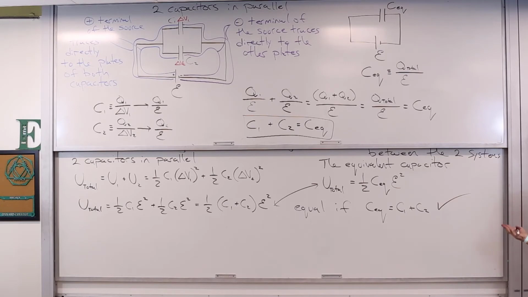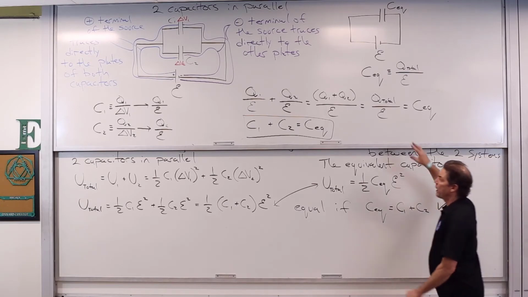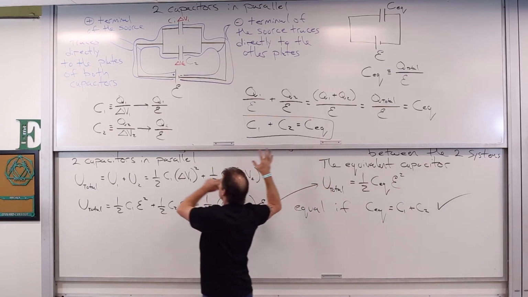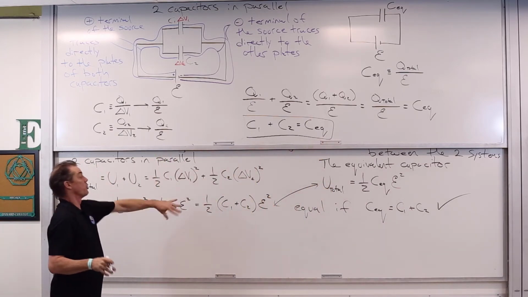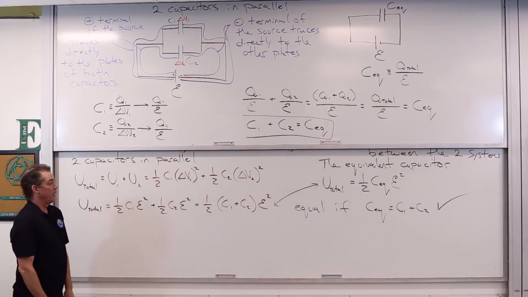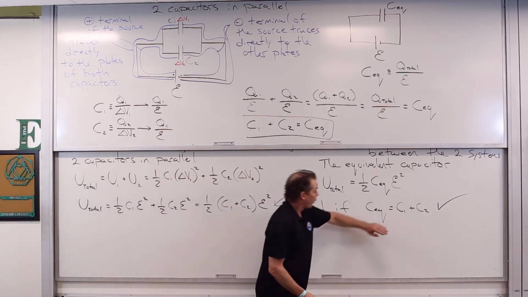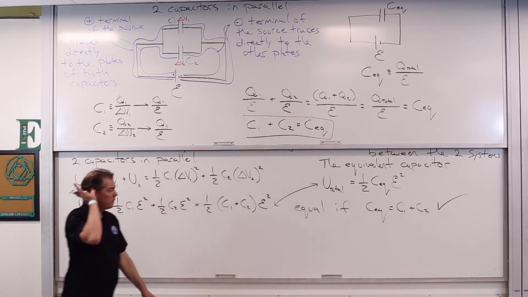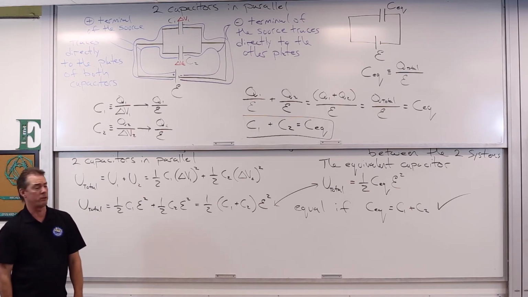So really, we've done it in 2 different ways. We've done it straight up by just analyzing the systems and saying what should be the case, and then directly looking at the energy stored and reaffirming that, yeah, the equivalent capacitance of the system is the straight across sum of the individual capacitors.